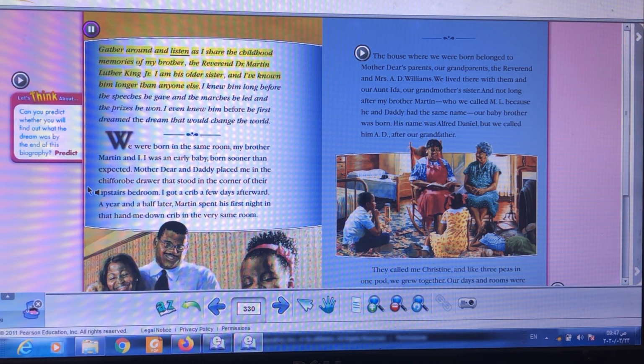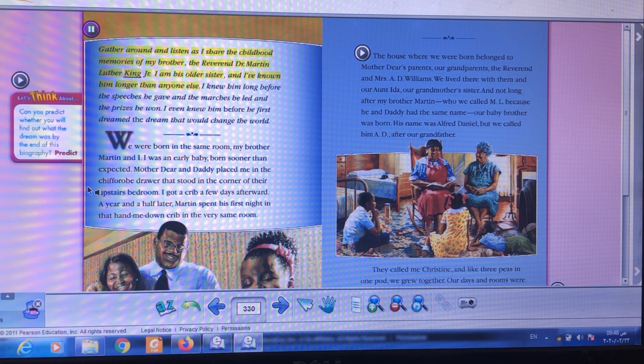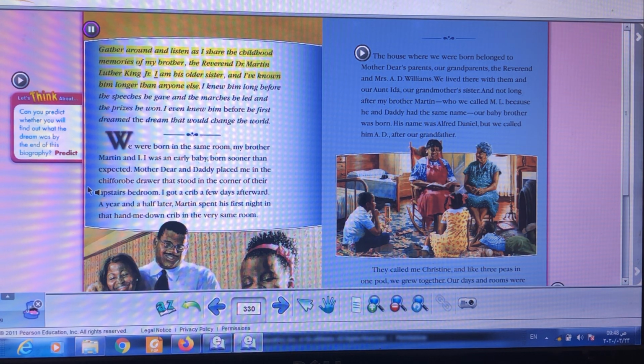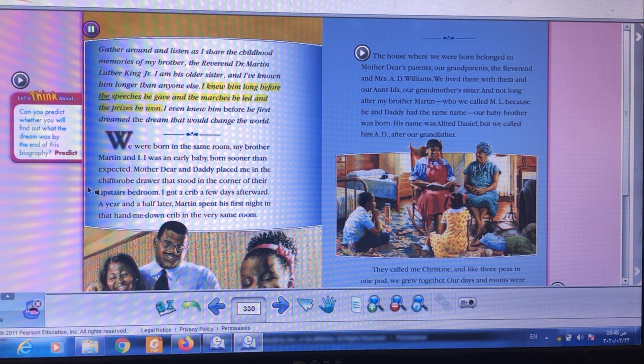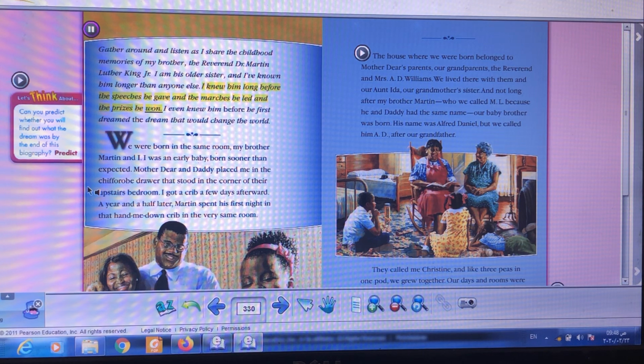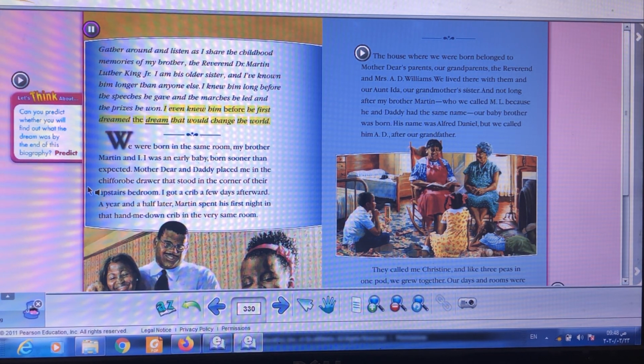Gather around and listen as I share childhood memories of my brother, the Reverend Dr. Martin Luther King Jr. I am his older sister, and I've known him longer than anyone else. I knew him long before the speeches he gave, and the marches he led, and the prizes he won. I even knew him before he first dreamed the dream that would change the world.